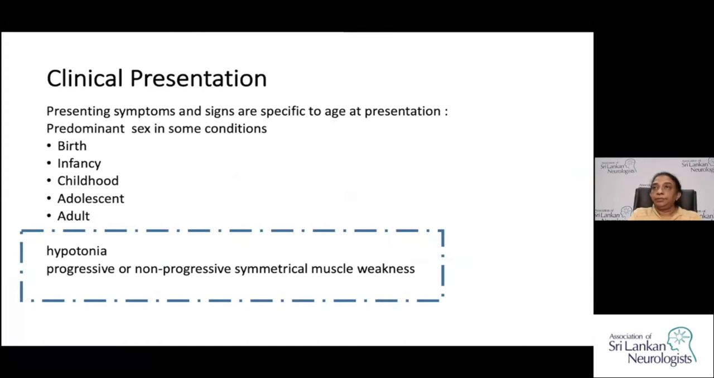So if you talk about presenting at birth, they may present as a floppy baby. And a lot of differential diagnosis there. And then we have to tease out which one of these is genetic myopathy. And then in infancy, they may present with a delay in achieving motor milestones. And in childhood, maybe with recurrent falls and then inability to achieve a certain milestone like climbing upstairs. And in the adolescent, they may not be able to do exercise as a normal adolescent, like they may have exercise intolerance. And as an adult, they may be bound to a wheelchair and have difficulty in motoring. So the common clinical presentation to all these entities would be hypotonia and progressive or non-progressive symmetrical muscle weakness.